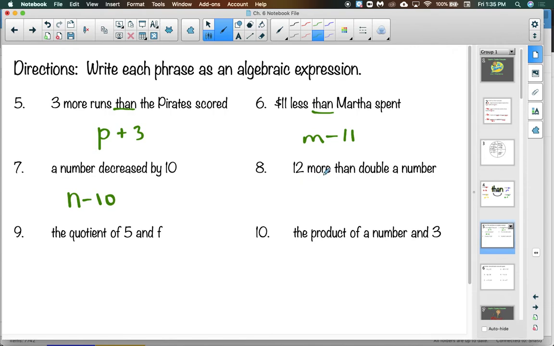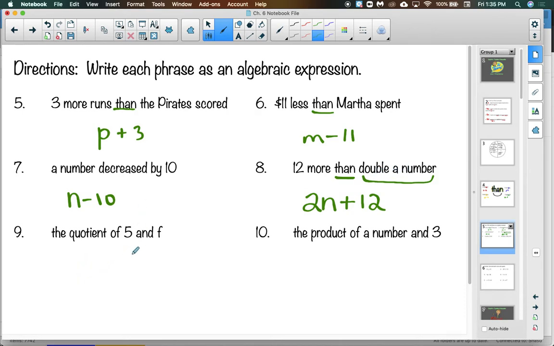8 says 12 more than, okay, than, another one here, more than double a number. Okay, so we're going to start off with double a number. So that would be 2 times a number. And we're going to write 12 more than it, so we're going to add 12 at the end. Okay, 12 more than double a number.